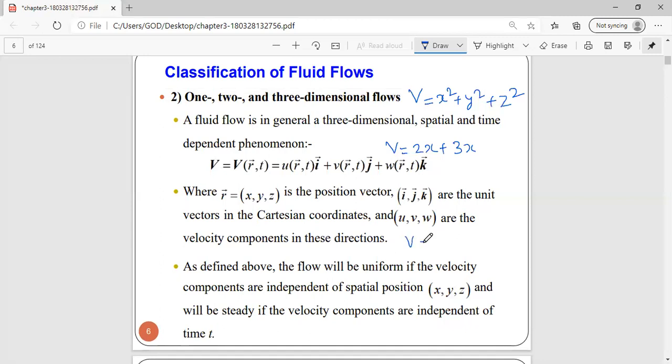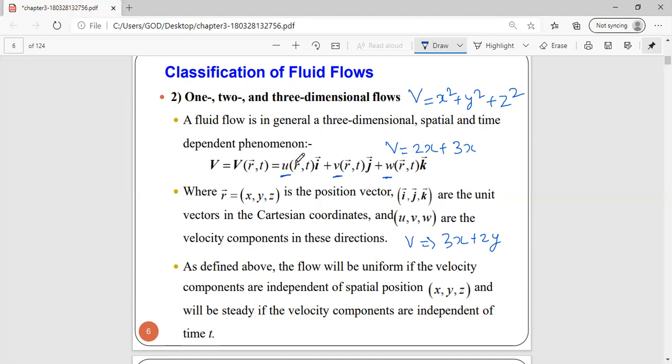If your velocity is varying as 3x plus 2y in two directions, then we call it two-dimensional flow, as simple as it is. Same thing is mentioned. In general, in a three-dimensional equation, there is a change in velocity in the u direction, v direction, and w direction. What is the u direction? Along x is u, along y is v, along z is w.